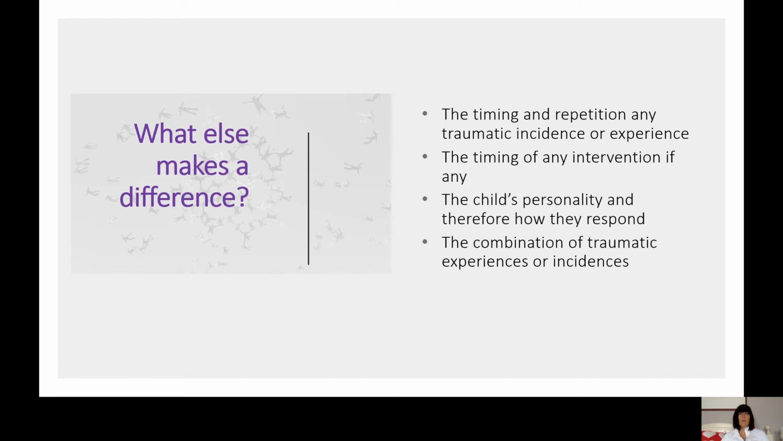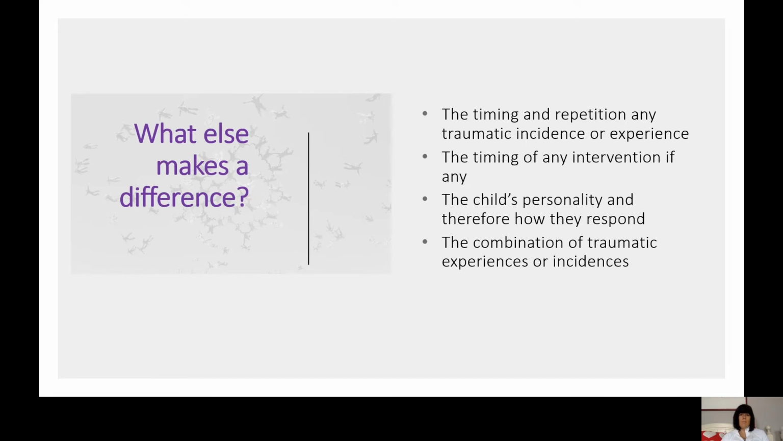So as soon as we're in the world, we're absorbing information and absorbing experiences. And then of course, isn't it, if things continue to happen time and time again, then that's when they become internalized and part of the child's beliefs, or become aspects of their personality. And like I just said, the timing effect of any intervention, if at all. So obviously it'll really make a difference if there's a really positive grandma, for example, that the child is able to go and stay with often, or if an external service is available, then that of course can make a difference. Like I said before, the child's personality too, and therefore how they respond, which brings in that nature piece. And then the combination of traumatic experiences or incidences.